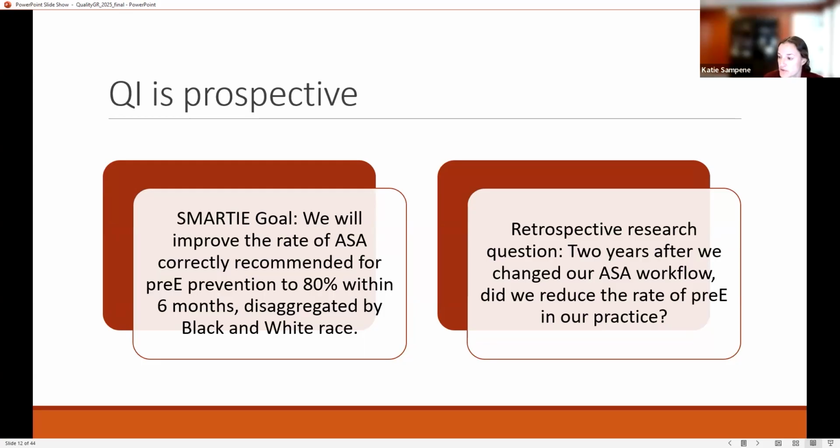Versus a retrospective research question would be something like, hey, 2 years ago, we changed our aspirin workflow. Did we actually reduce the rate of preeclampsia in our practice? So you can see what some of these differences are between research and QI, hopefully with that example. Next slide.